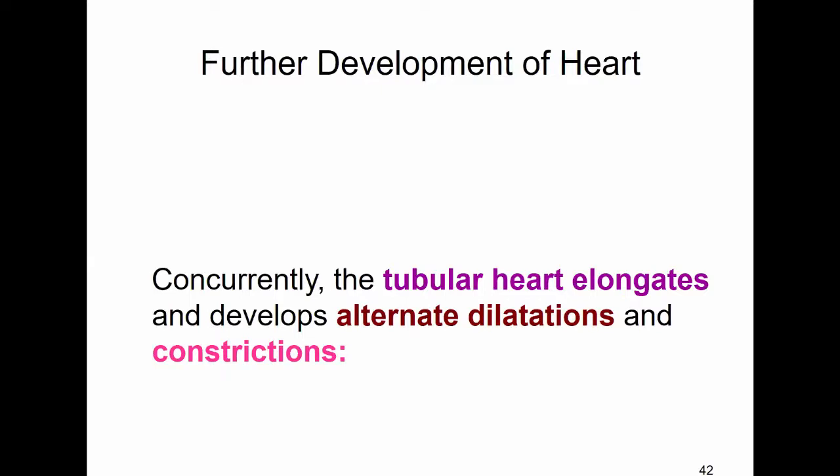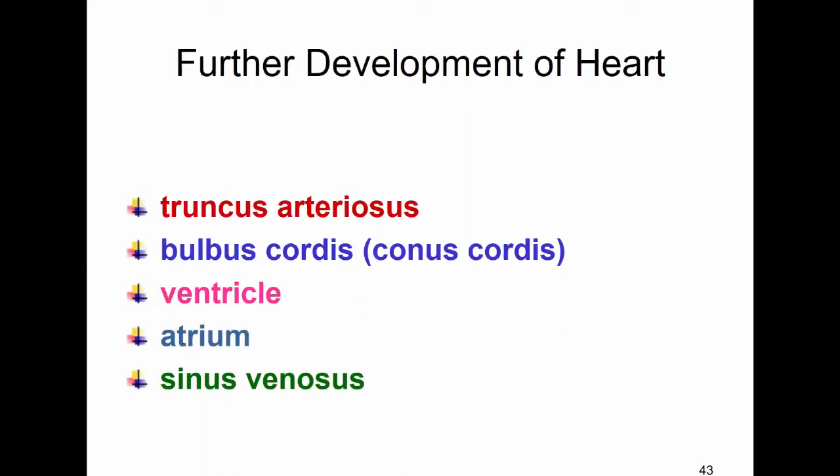Again, I'm telling about the tubular dilatations because it comes in the exam. So the tubular heart elongates and develops alternate dilatations and constrictions. You can write it down, from superior to inferior, from cranial to caudal: truncus arteriosus, conus cordis, the ventricle proper, the atrium proper, and sinus venosus. There can be a question in the SAQ: enumerate the dilatations of the heart tube.